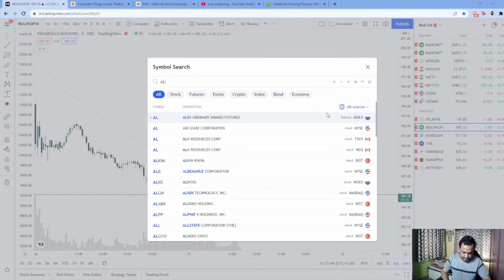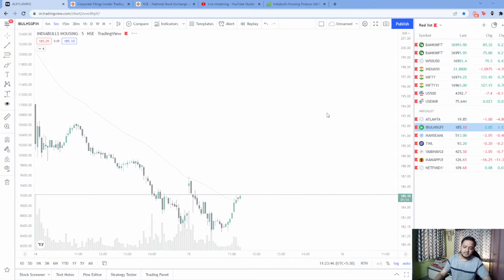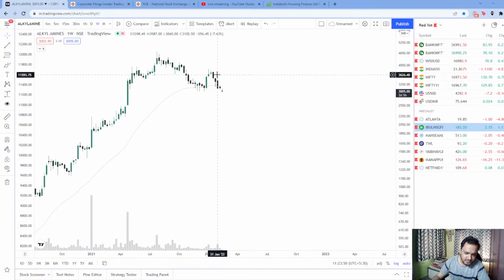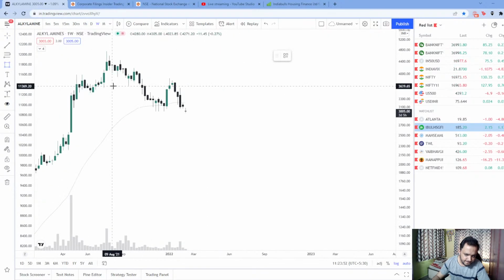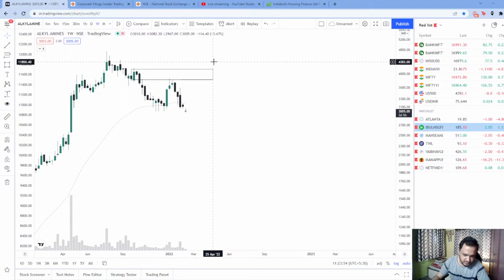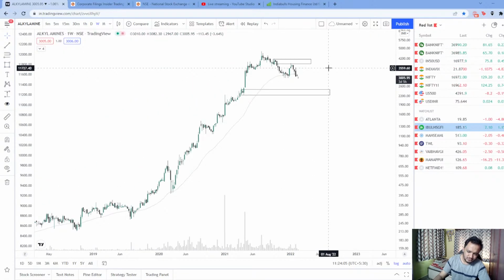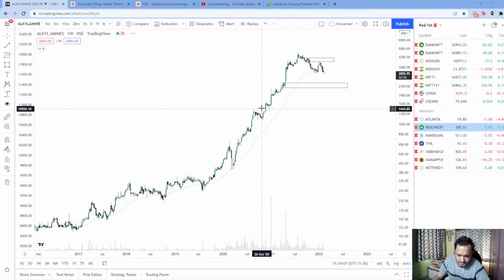Alkyl Amines, all right, let's check it out. Weekly chart kind of getting weak, which I don't like. This was the supply right here on your weekly chart. Once it tested out the supply, now it's getting weak, so I don't want that. The demand on the weekly chart is somewhere here. So avoid this trade right now.